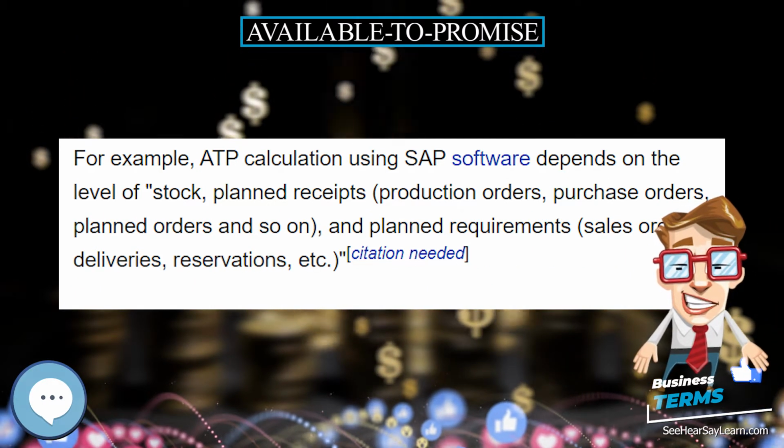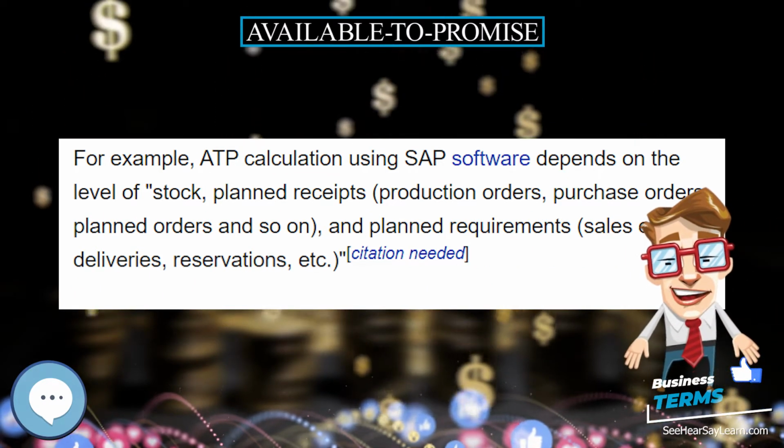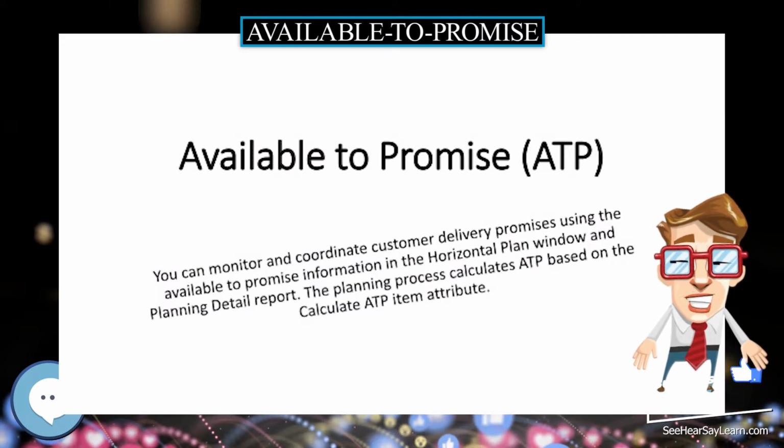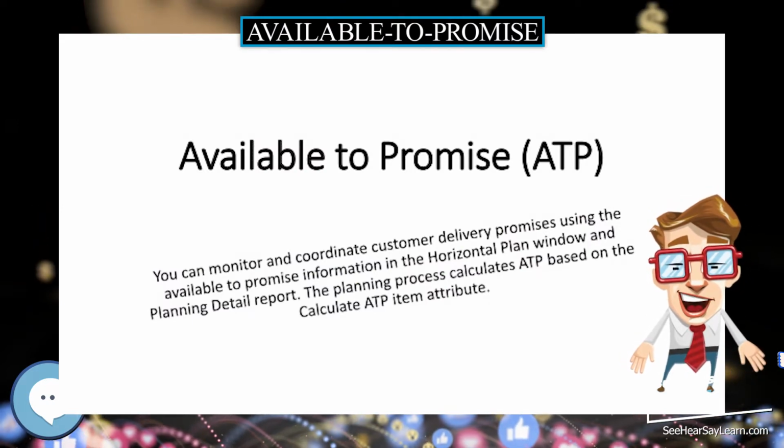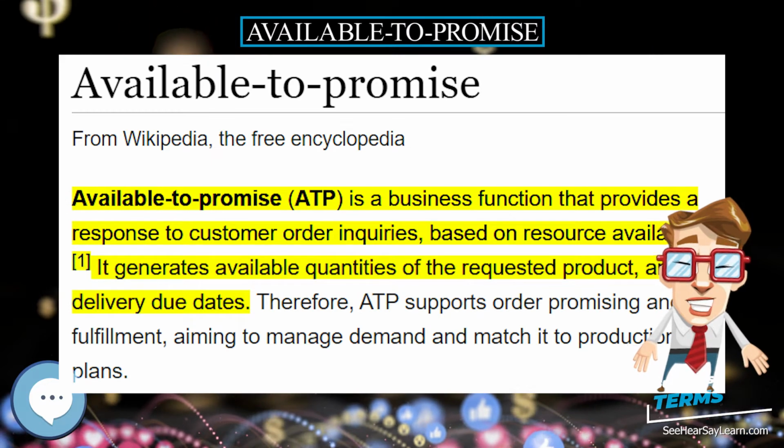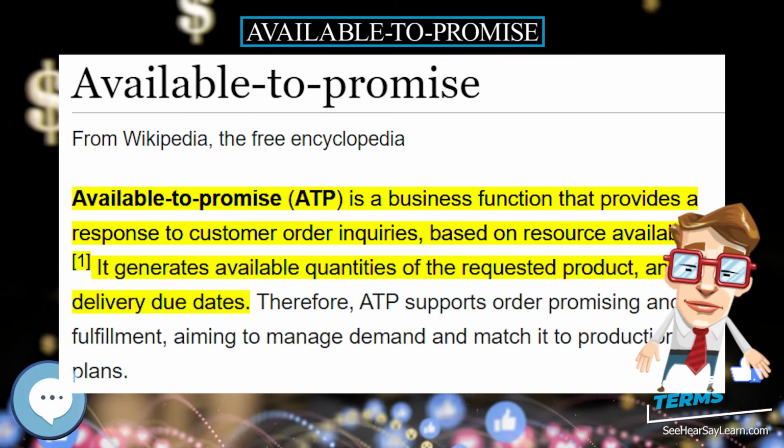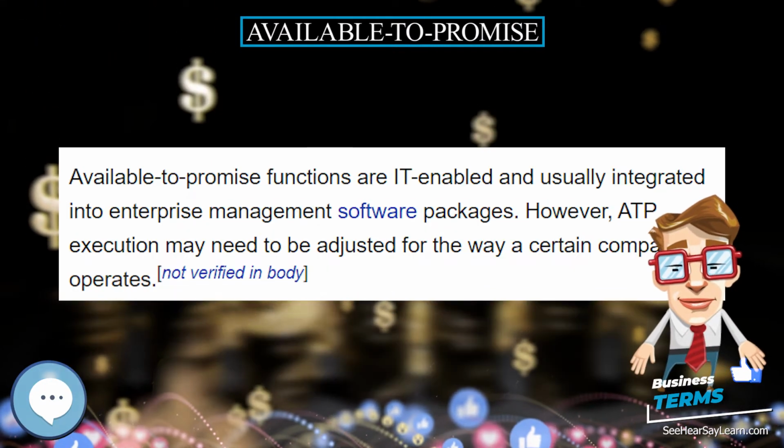Available to promise functions are IT-enabled and usually integrated into enterprise management software packages. However, ATP execution may need to be adjusted for the way a certain company operates.